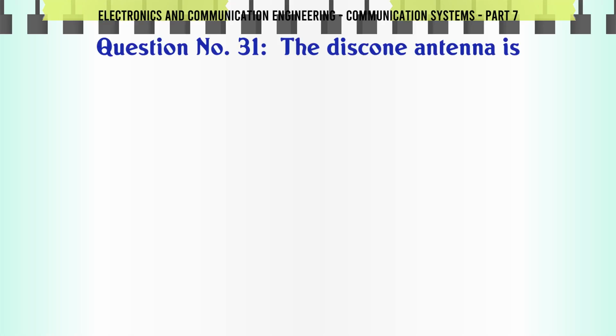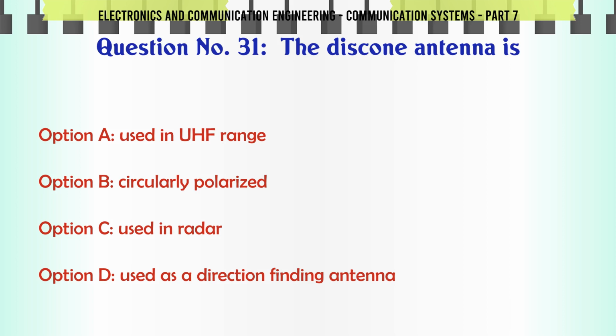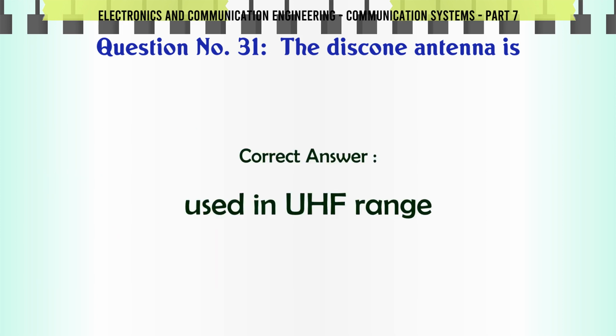The discone antenna is A used in UHF range, B circularly polarized, C used in radar, D used as a direction-finding antenna. The correct answer is used in UHF range.